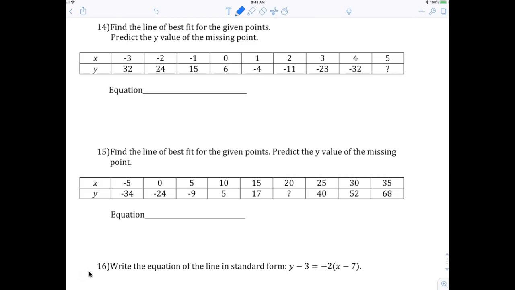Then after stat edit, I want to zoom stat. And then I want everybody to show me their calculator to make sure the points are up. All right, quickly. And then once your points are up, calculate the equation of the line, round it to 3 decimal places, put it into y equals, and then figure out what it would be at 5.